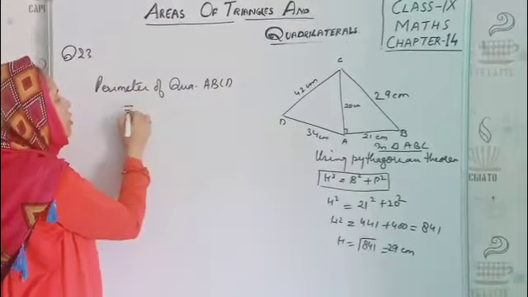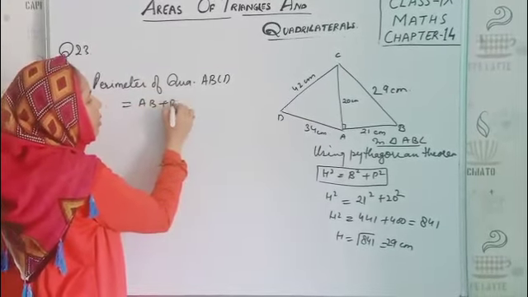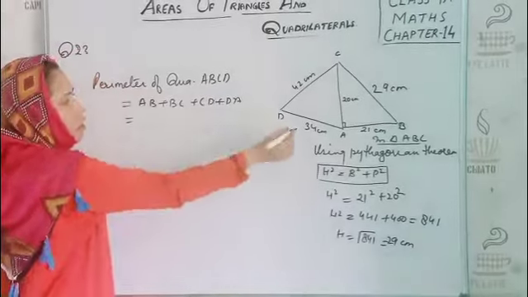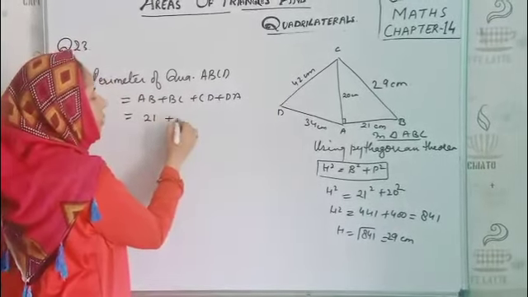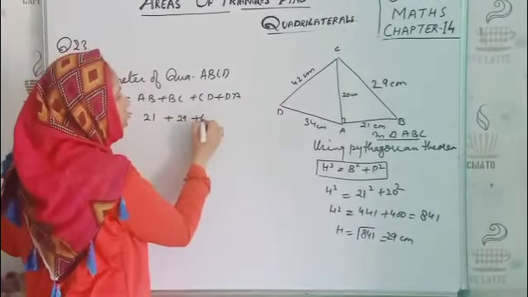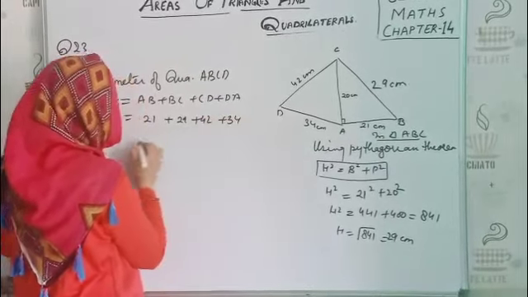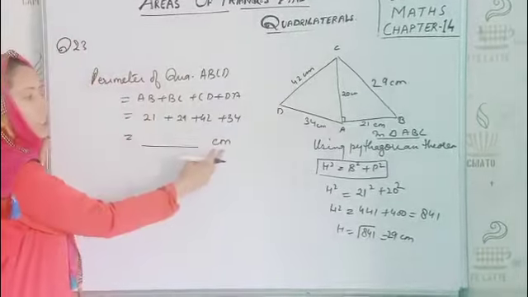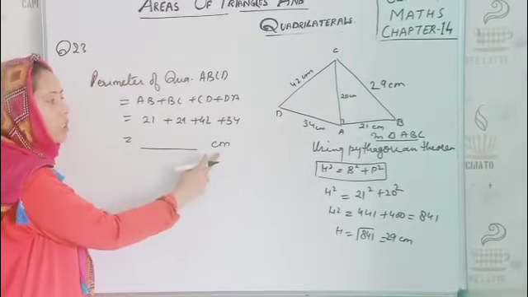Perimeter of the quadrilateral is equal to AB plus BC plus CD plus DA. It is equal to 21 plus 29 plus 42 plus 34. So you will get the answer. Perimeter is always in centimeter because it is a length.